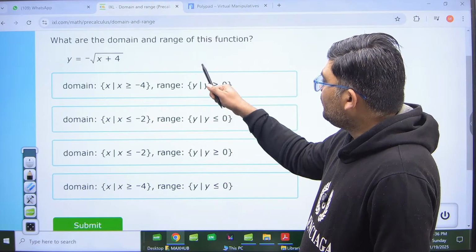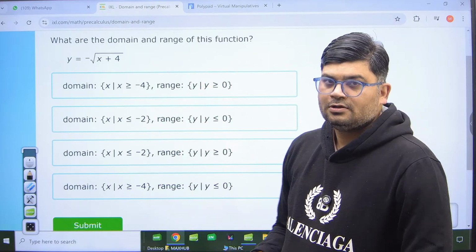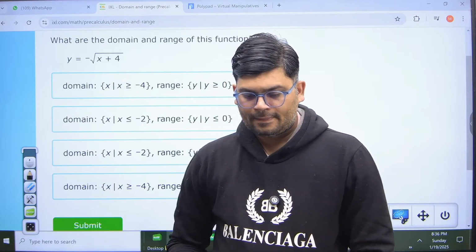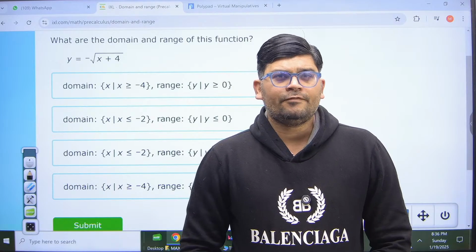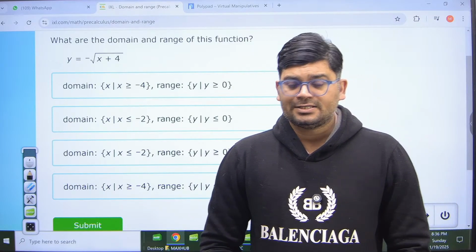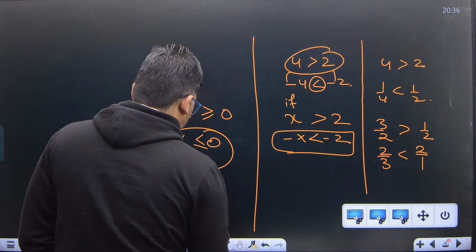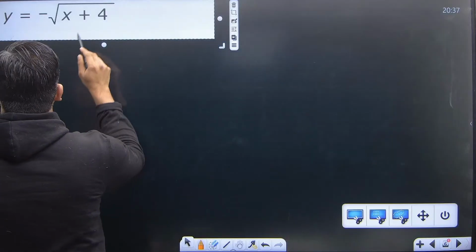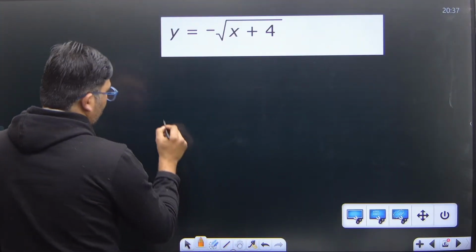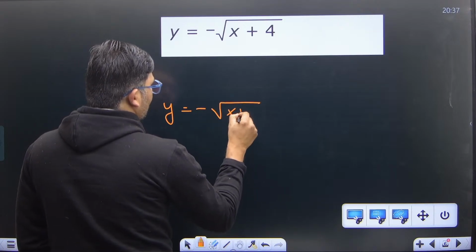What are the domain and range of this function? You have to tell both the domain and the range. Oh, okay. Tell me what is the domain first. Tell me what are the values of x for which the function can exist. So we have the function as under root of x plus 4. It is minus under root of x plus 4. So the function is y is equal to minus under root of x plus 4.